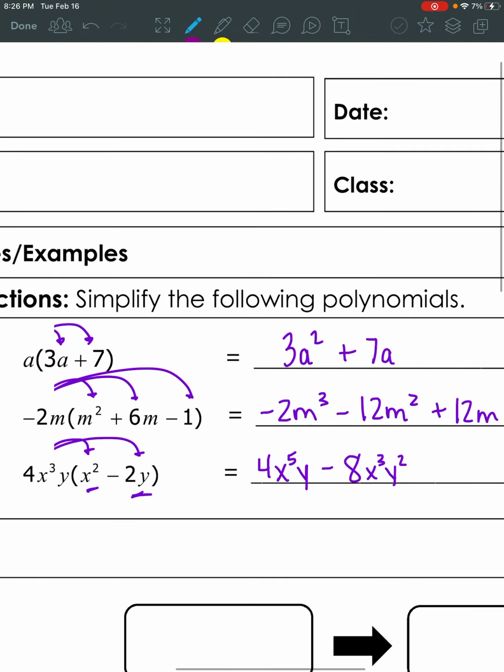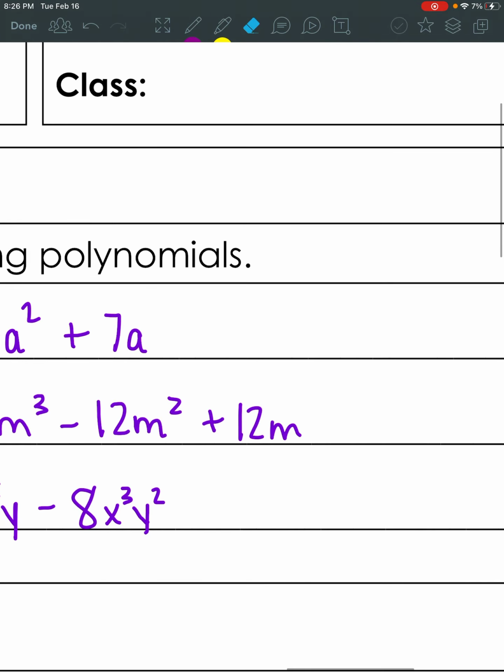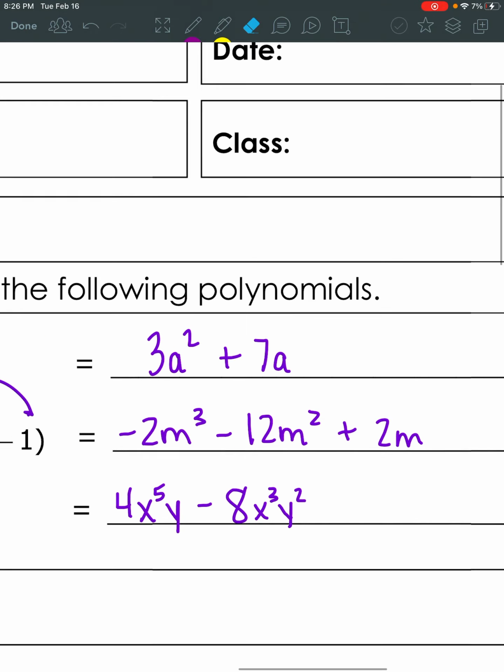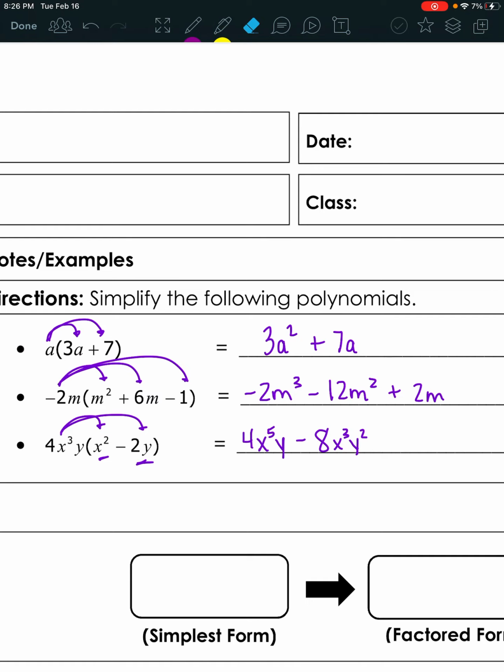So next one, and I just realized up here that this should be 2m, not 12m. There we go. Some of you probably already caught that.